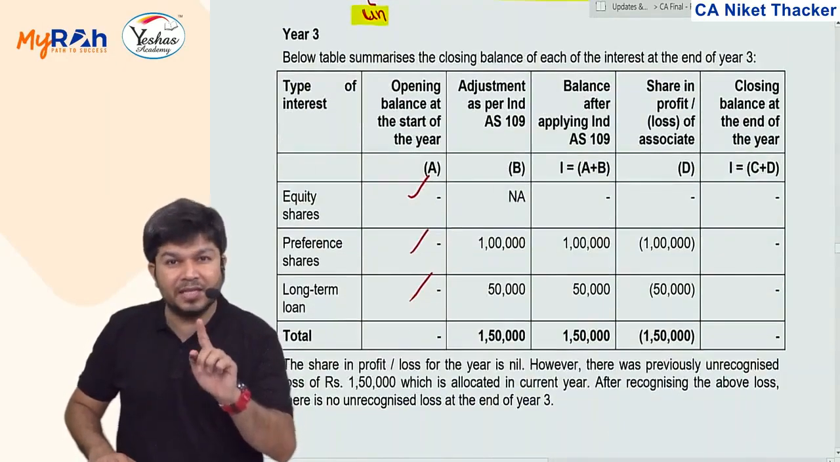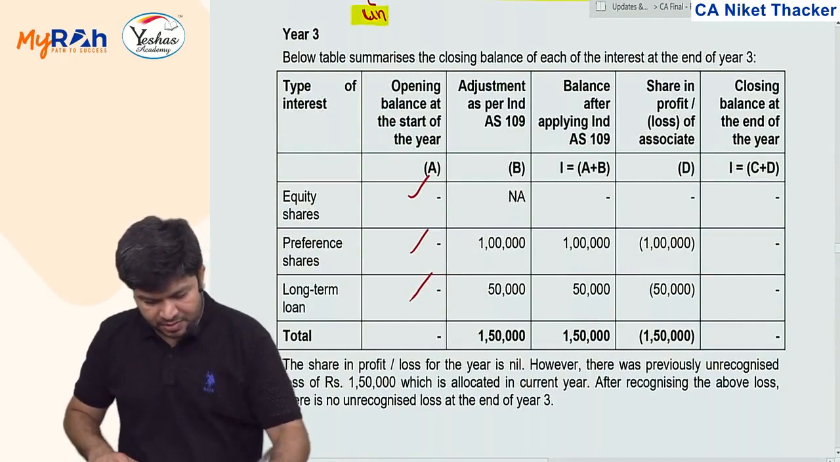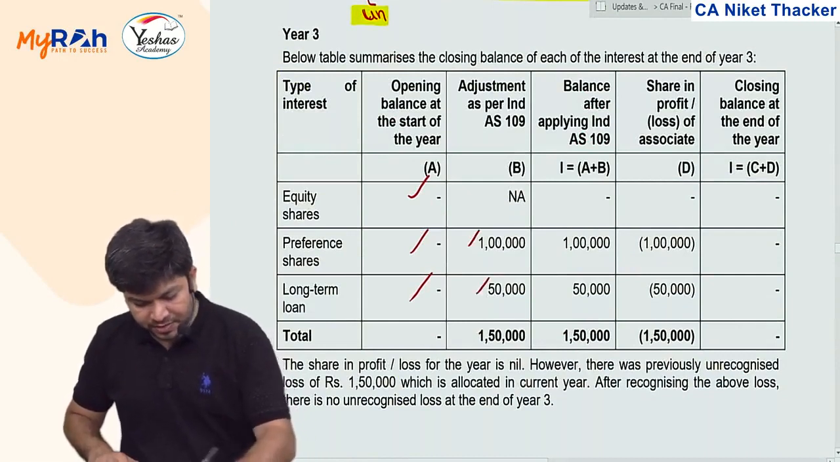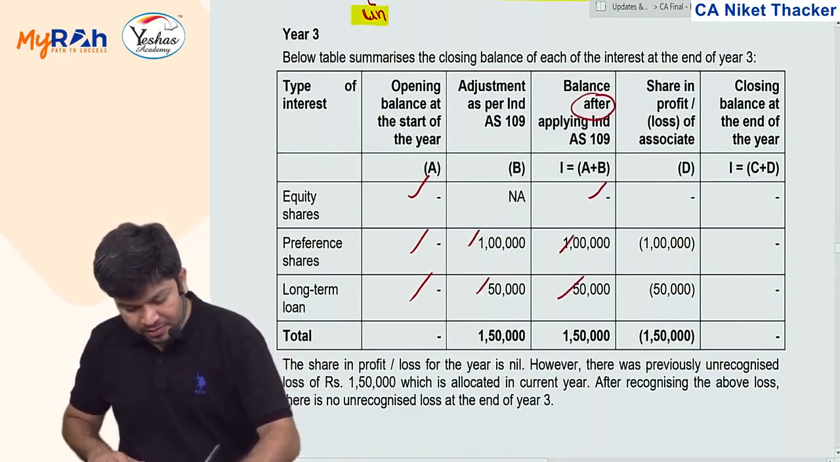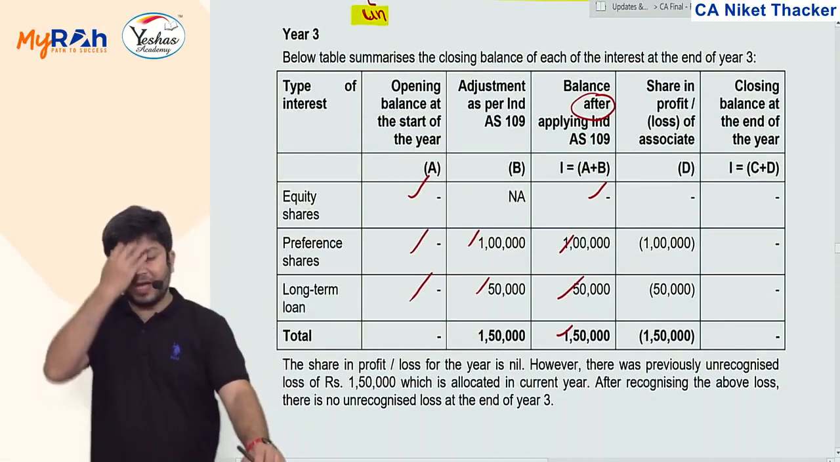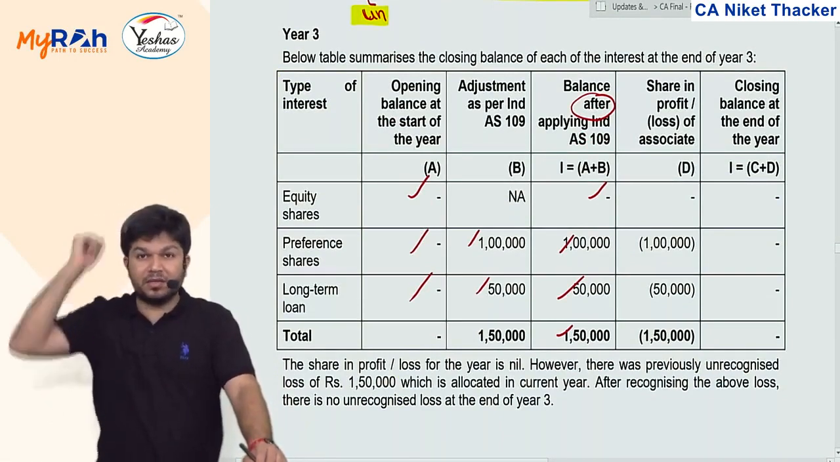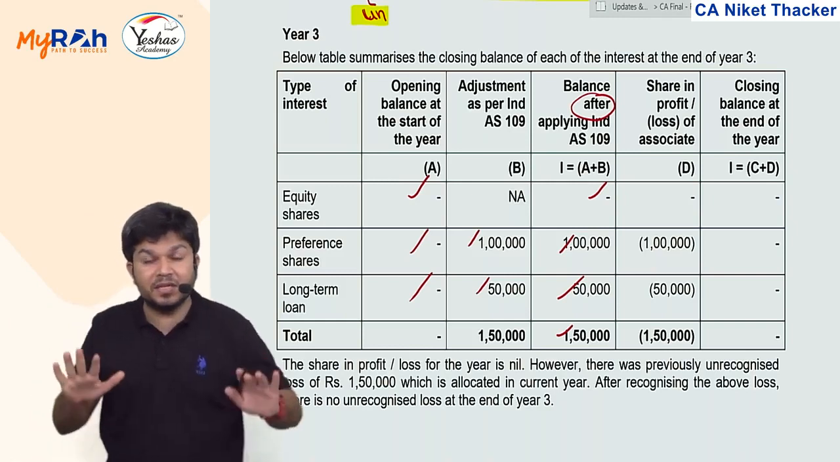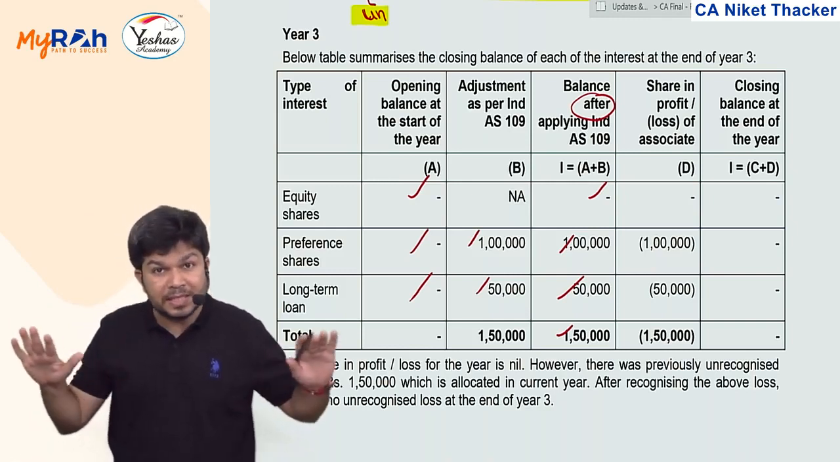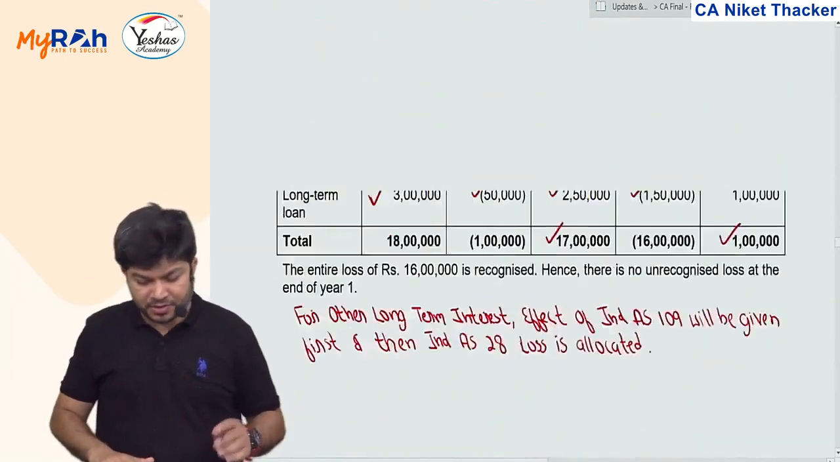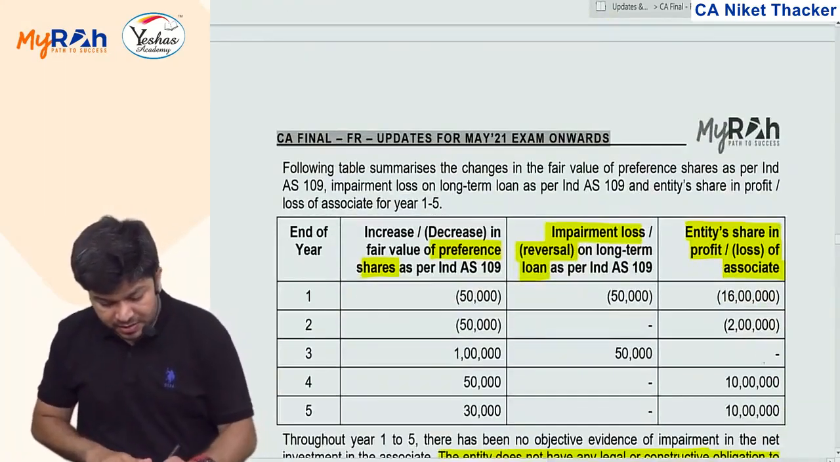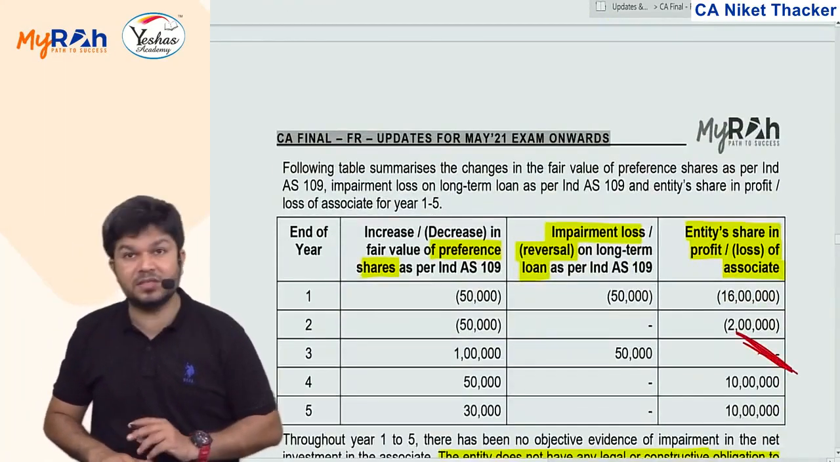First 109, then Ind AS 28. So 1 lakh, this is 50. These are the balances after this. Now we have a balance of 150. Current year loss is nil. Our share of loss for the current year is nil.